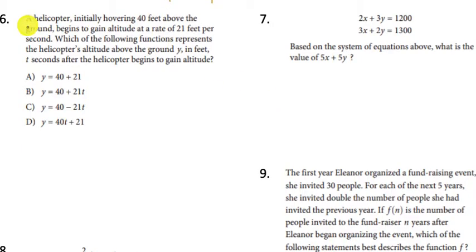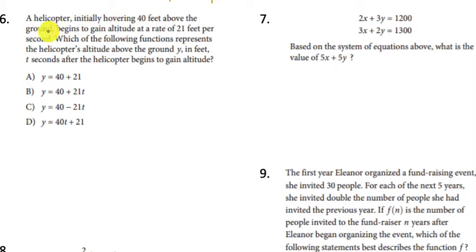Number 6. A helicopter initially hovers 40 feet above the ground, begins to gain altitude at a rate of 21 feet per second. Which of the following functions represents the helicopter's altitude above the ground y in feet t seconds after the helicopter begins to gain altitude?